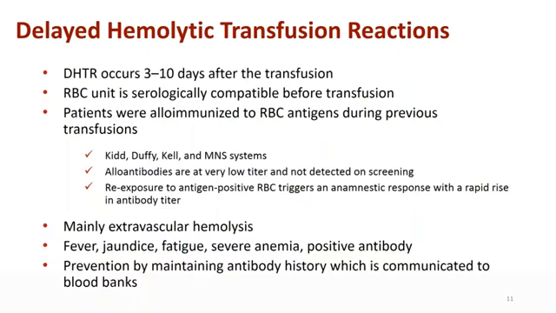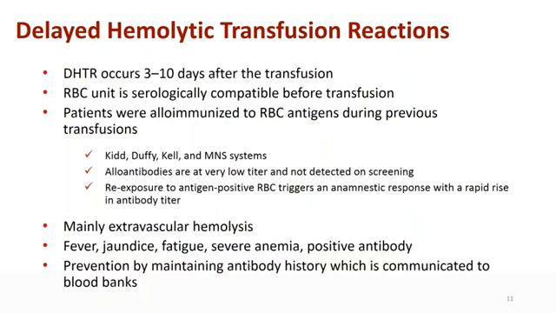They appeared to have a serologically completely compatible unit right before the transfusion, and these patients, turns out, were alloimmunized to red cell antigens in the past, but that alloantibody became non-detectable. This is common with Kidd, Duffy, Kell, and MNS system. So you can't rely on the cross-matching at the time of transfusion to detect low titer antibodies. Antibodies at very low titer are not detected during the cross-match and then are re-exposed.